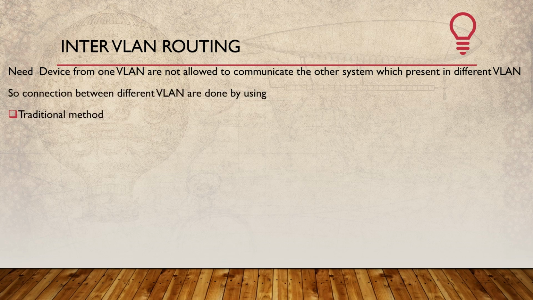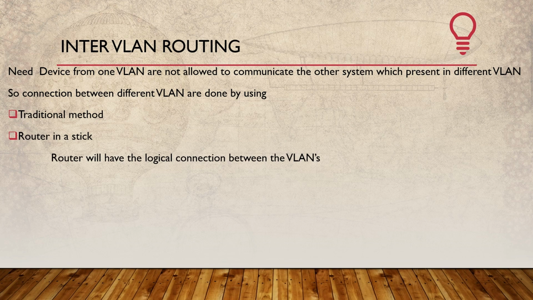We have three methods of inter-VLAN routing. One is the traditional method, one is router on a stick, and another method is the layer 3 device. Today we are going to discuss the traditional method.